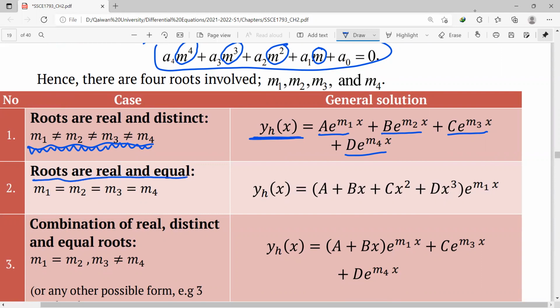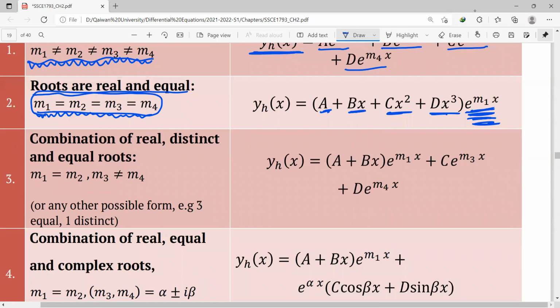If the roots are real and equal, if they all are equal, we say it equals a e to the power m1x plus bx e to the power m1x plus cx squared e to the power m1x plus dx cubed e to the power m1x. This is the general form of the homogeneous solution for that differential equation, which has different roots for the characteristic equation.